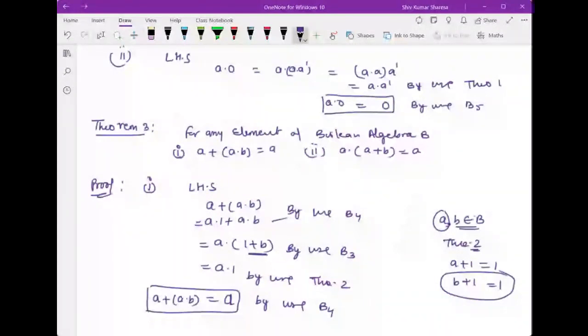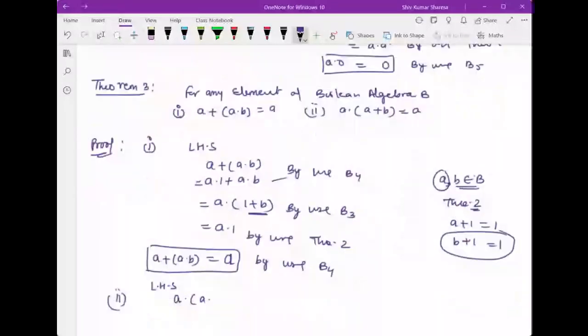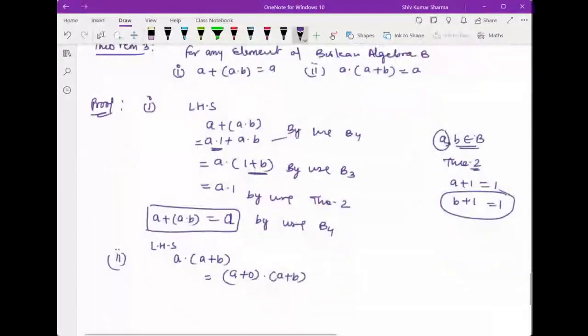Similarly, for the second part, taking the LHS of the second part, we write a into a plus b. As per the first part, where we took a into 1, here we can take a plus 0, that means the additive identity. So a plus 0 into a plus b. We use the distributive law. By using B4 we wrote this as a plus 0.